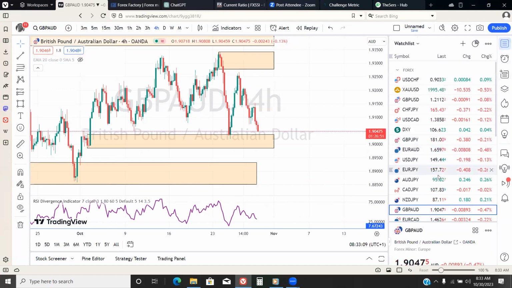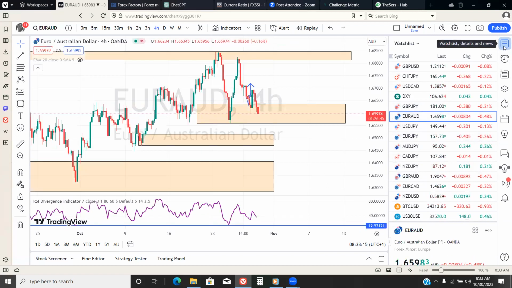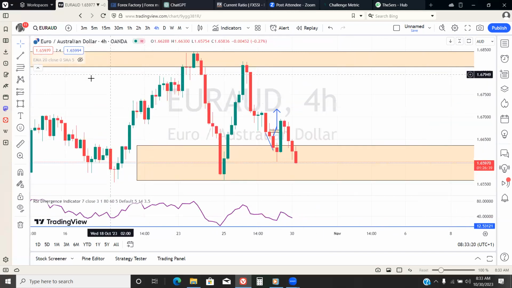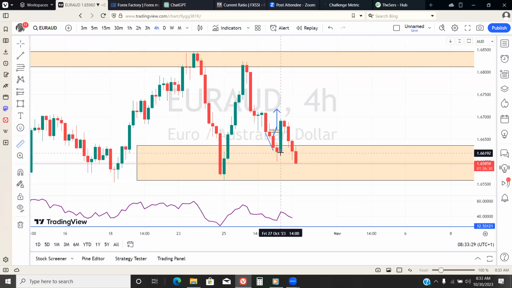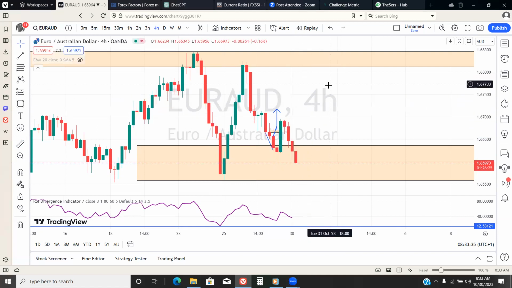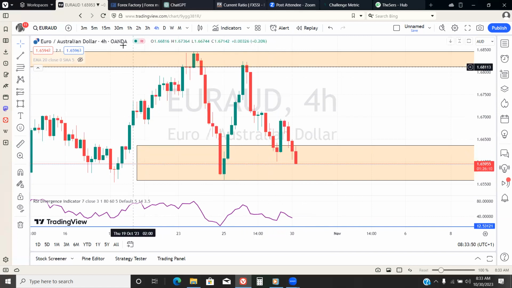So let's go straight to the next pair. Euro AUD. I remember on Euro AUD, I told us that this market will come to this region, which they came to. And from this region, they gave us only 70 pips. And I told us that I'm still expecting them to come and test the region properly, which they are already at that region. So at this region, let's look at what is going to happen, if there is going to be a good opportunity for us on a very lower time frame.